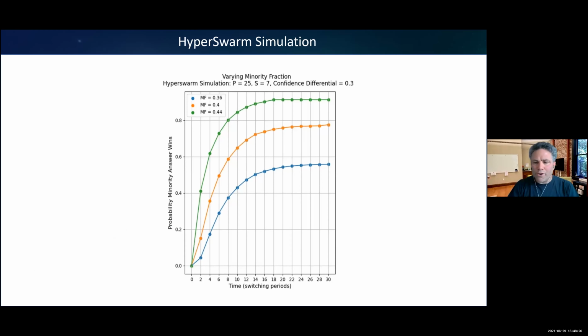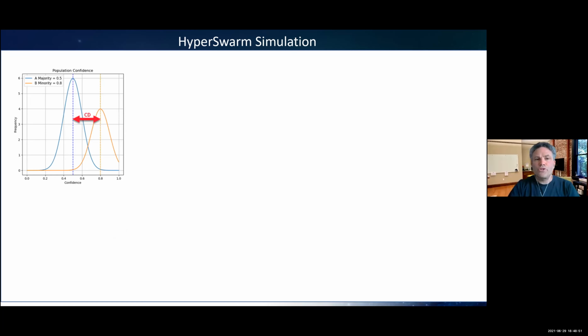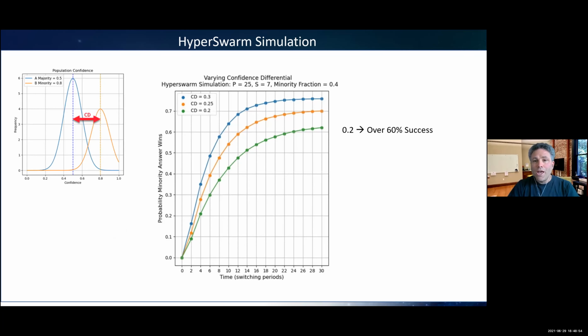So we looked at how the minority fraction matters, from a minority that has just 35% of the population up to a very close 40 to 60. And when you get up to a 45, 55 minority, then almost all the groups flip. And so that's very interesting. We also looked at what happens when you vary the confidence differential between the populations. And as you might guess, when the confidence differential gets bigger, with a big enough confidence differential, almost all of the groups flip.